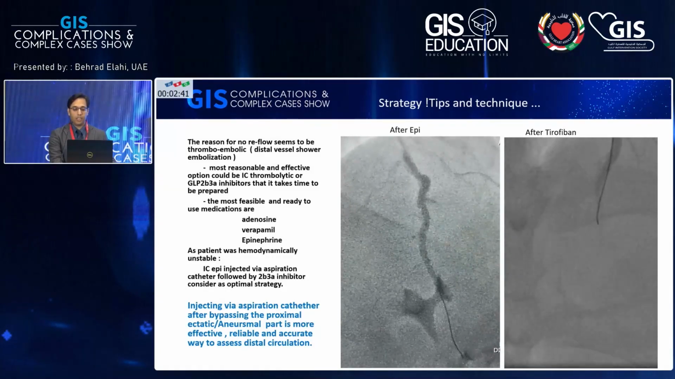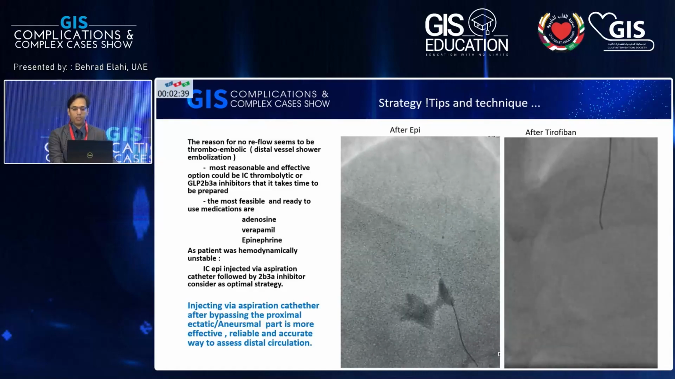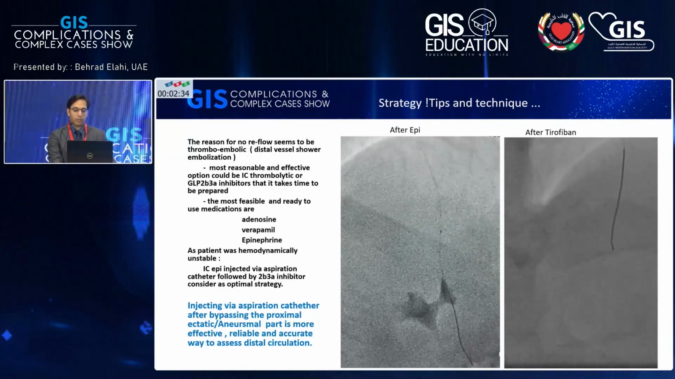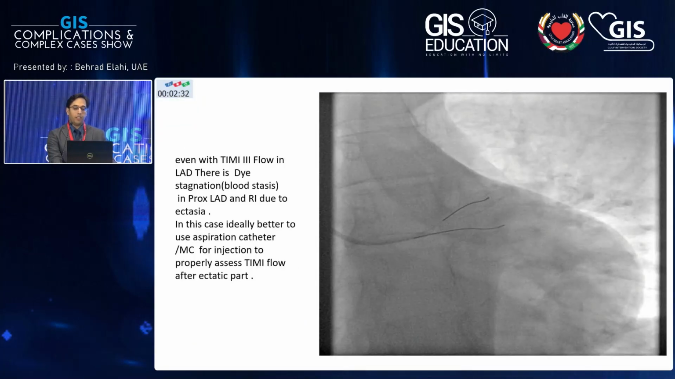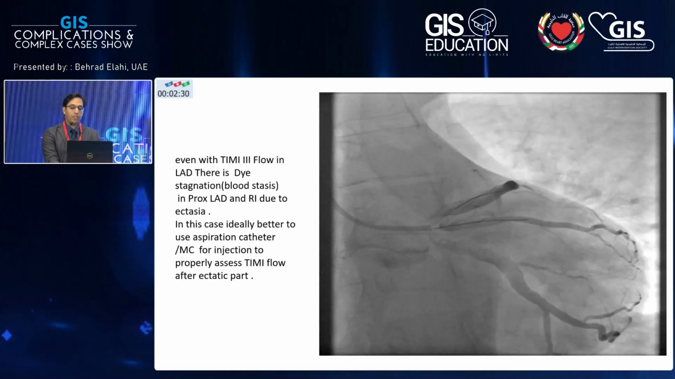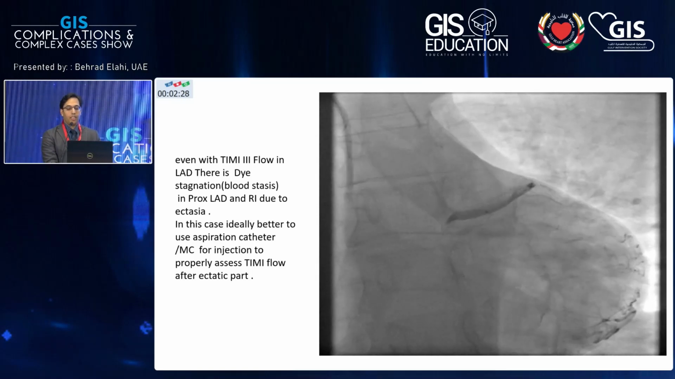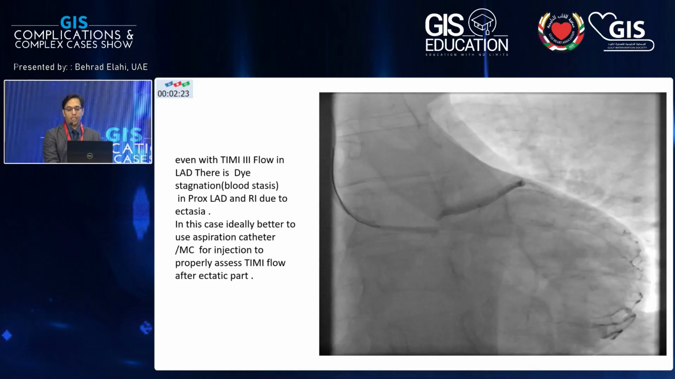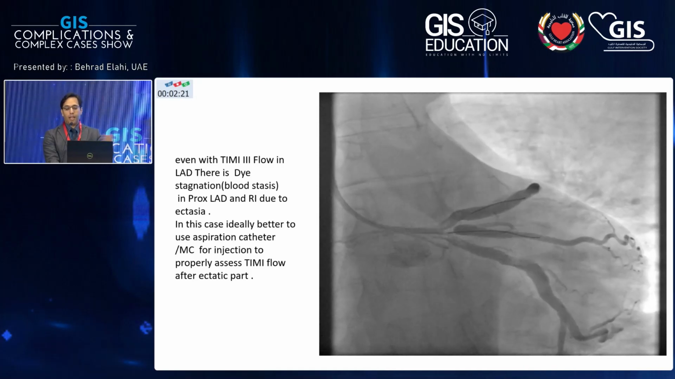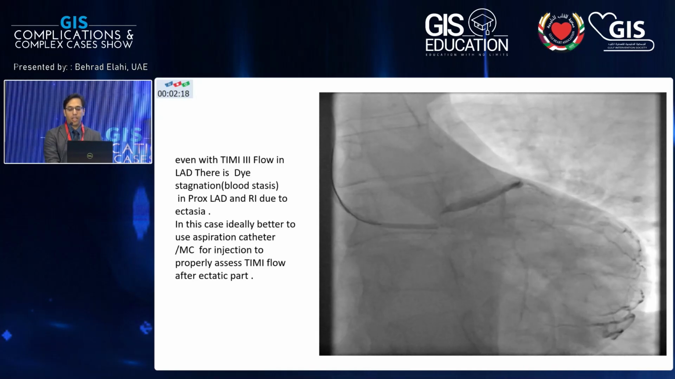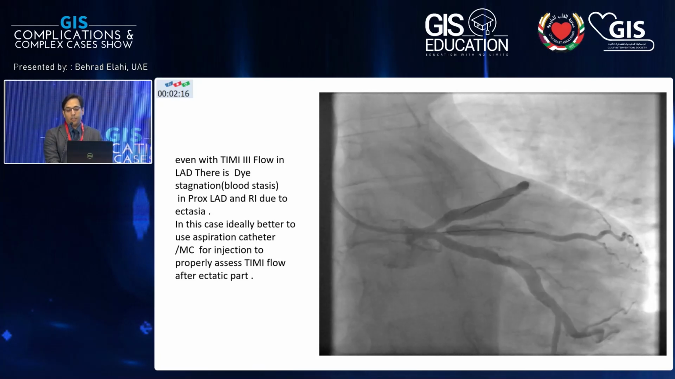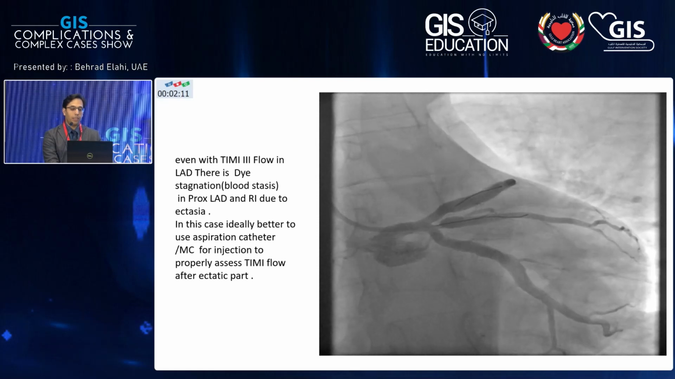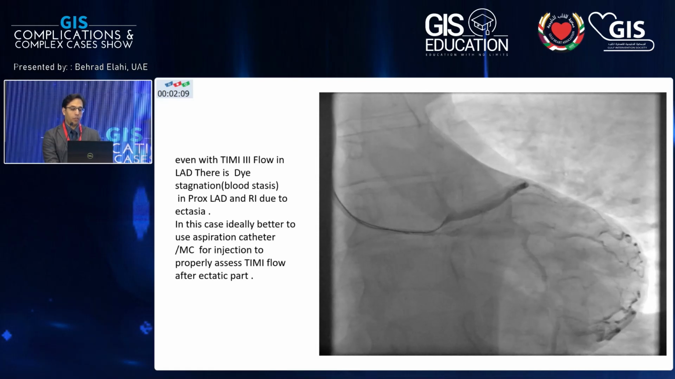I started with epinephrine, and this result was good. And finally with aggrastat, I just waited for 5 minutes and the patient improved. Here is the final injection of the patient. As you see, because the proximal part is ectatic and aneurysmal, you may still think the TIMI flow is not good in the LAD, but actually, if you bypass this proximal part with the aspiration catheter, the flow is definitely much better in the distal circulation. And I recommend using that in patients who suffer from the no-reflow phenomenon.